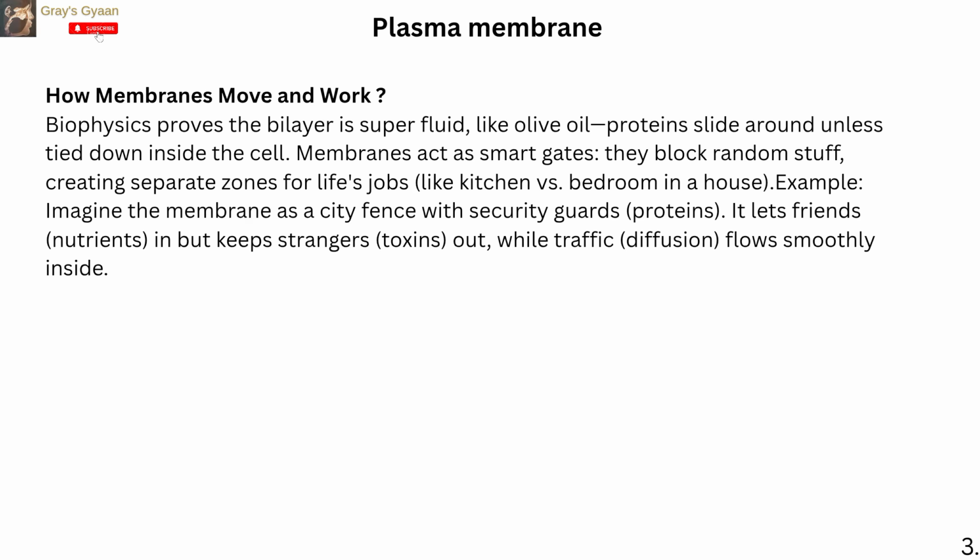Example, imagine the membrane as a city fence with security guards, the proteins. It lets friends, nutrients, in but keeps strangers, toxins, out, while traffic, diffusion, flows smoothly inside.